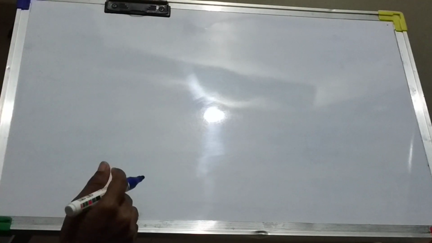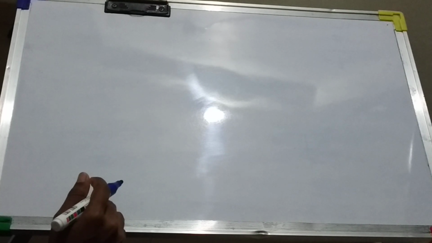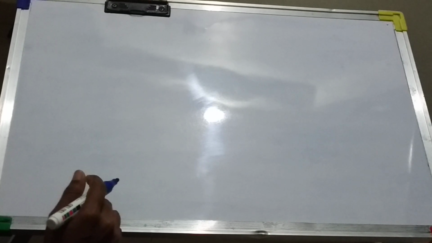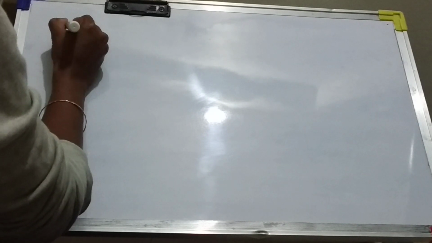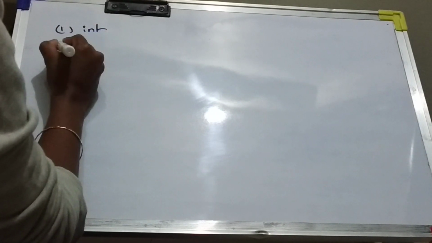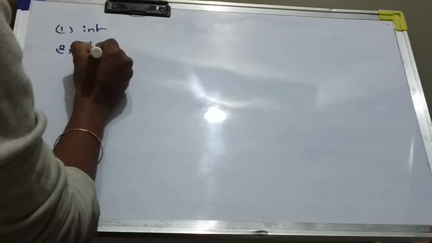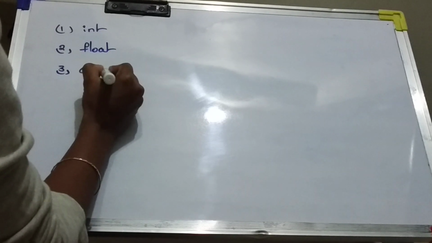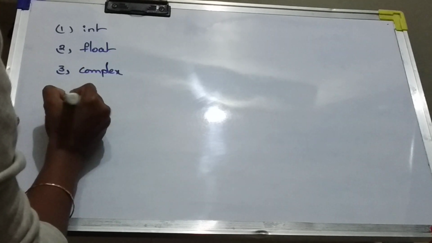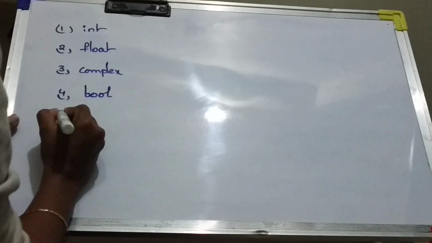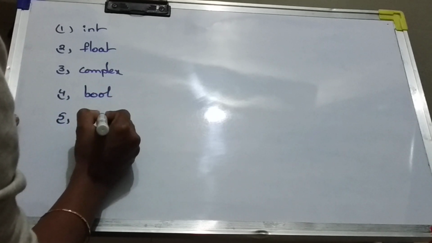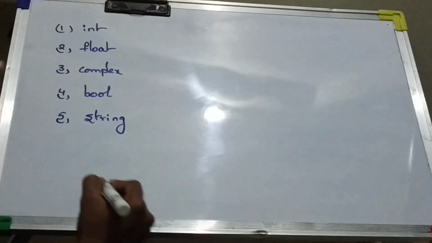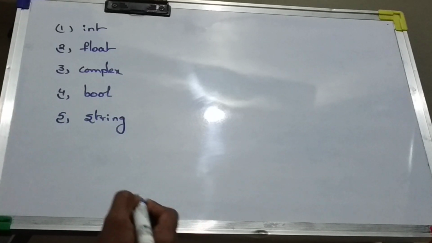Today we will discuss list and tuple data structures. We have already completed int, float, complex, bool, and string data types. These five data types are already completed.